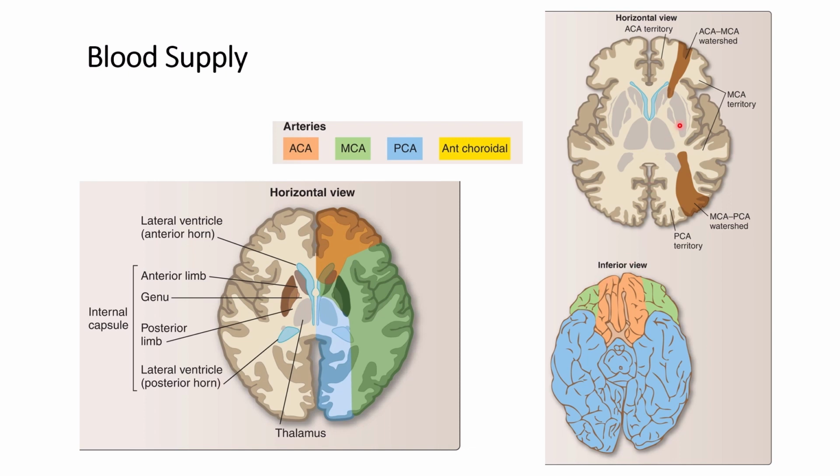There are some other areas called watersheds. There are a couple of them here. One is between the anterior cerebral artery and middle cerebral artery. Another watershed is here between the middle cerebral artery and posterior cerebral artery. These are the areas where these arteries are connected with each other. The bad thing about that is that there is an increased risk of stroke in these areas. So these areas suffer higher rates of stroke because of that.